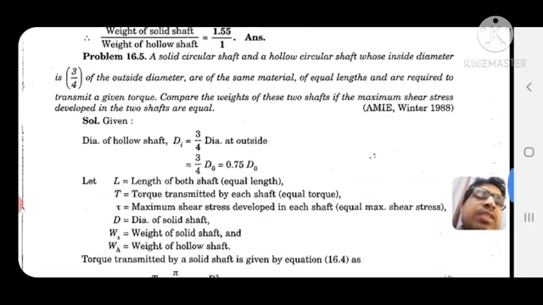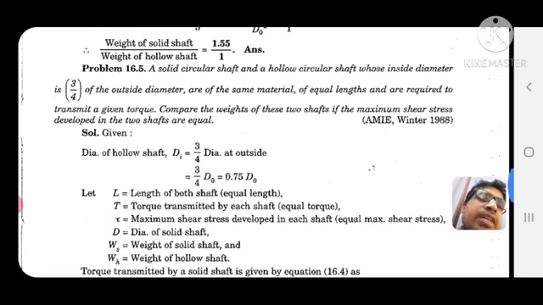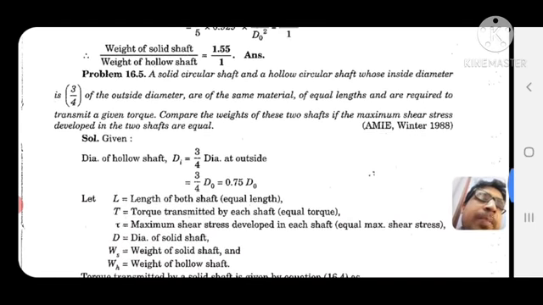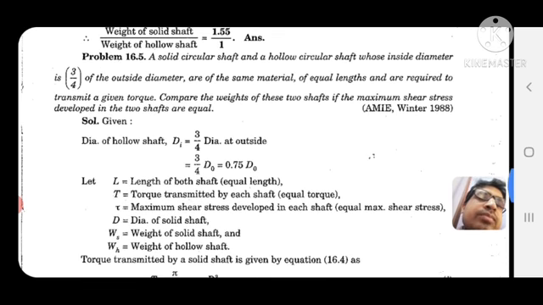A solid circular shaft and a hollow circular shaft whose inside diameter is 3 by 4 of the outside diameter are of the same material, of equal length, and are required to transmit a given torque. Compare the weight of these two shafts if the maximum shear stress developed in the two shafts are equal.